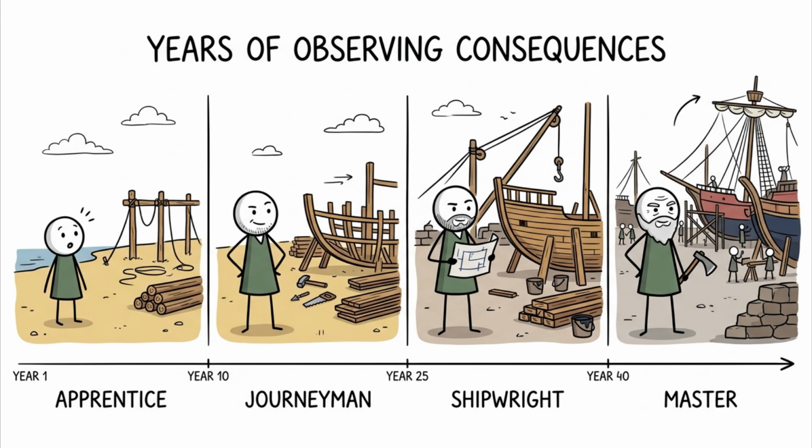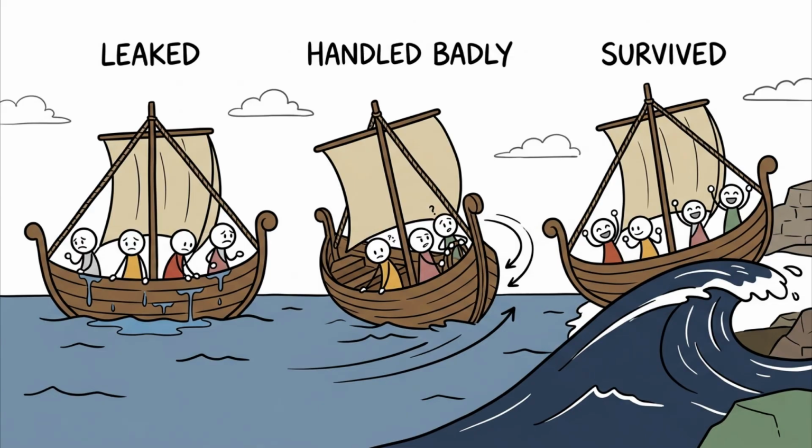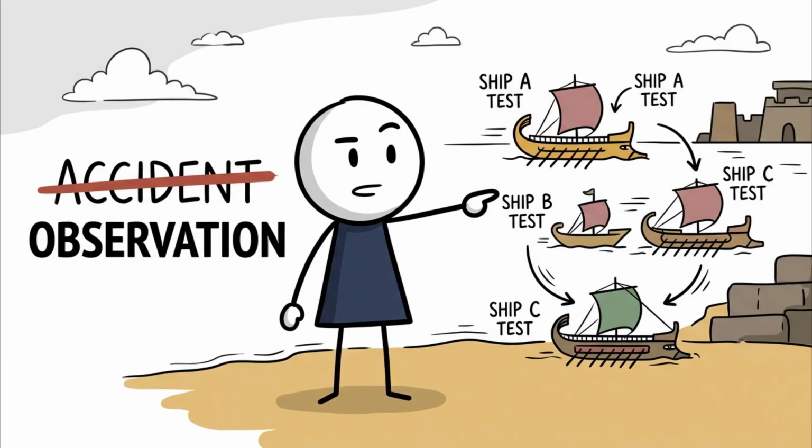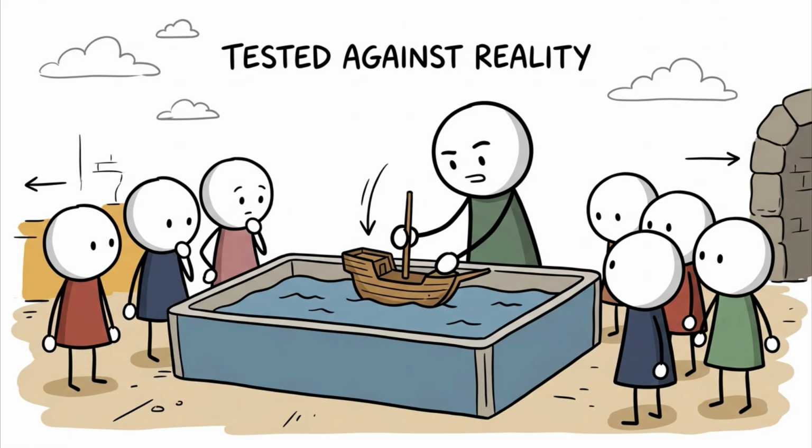Much of this judgment came from years of observing consequences. A vessel returned leaking, another handled badly, a third survived a storm. Every success and failure updated the unwritten model inside the workshop. This knowledge was empirical, but empirical does not mean accidental. It means conclusions were tested against reality instead of only against theory.